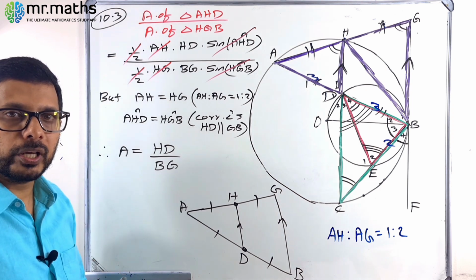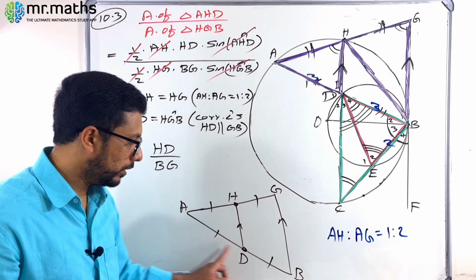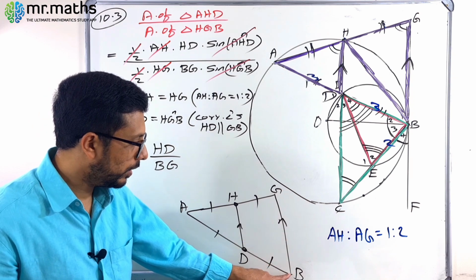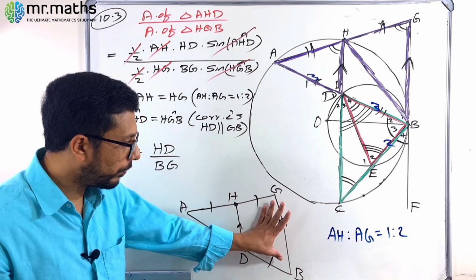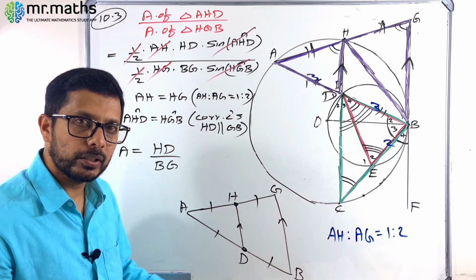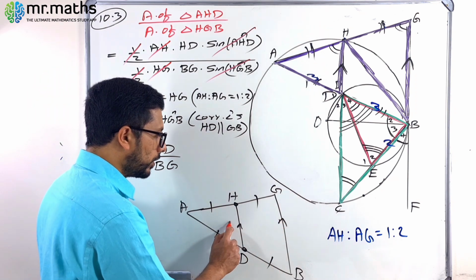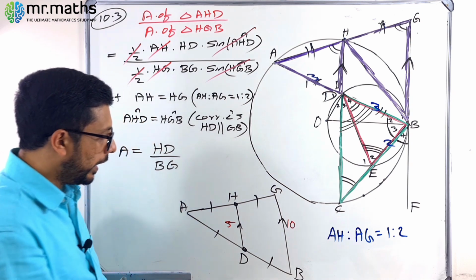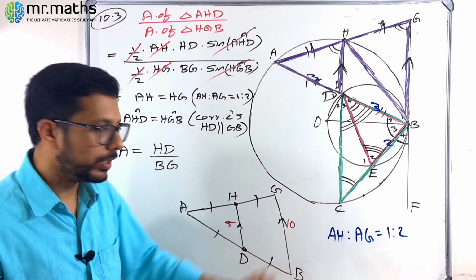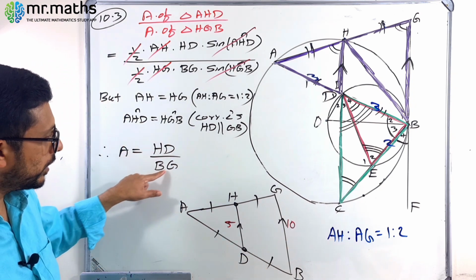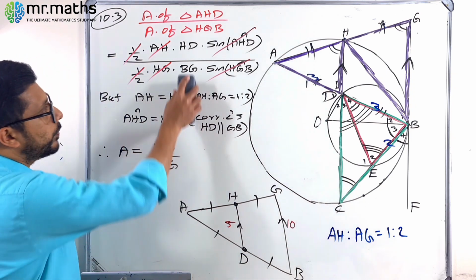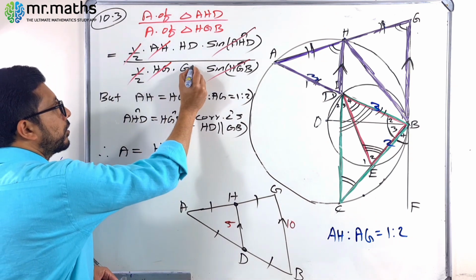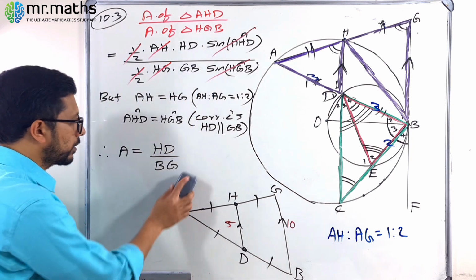The midpoint theorem. By the midpoint theorem, if these two sides are equal and these two lines are parallel, then this HD is half of this GB. You remember that one? If this one is 5 centimeter, then this one is 10 centimeter. Midpoint theorem. So HD is the same as half of GB. Look at this one. BG is the same as GB. Let me write this BG as GB.